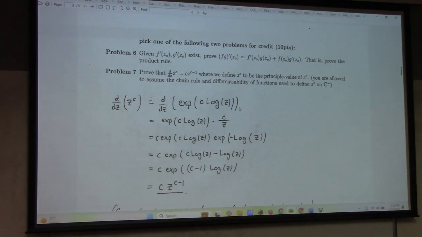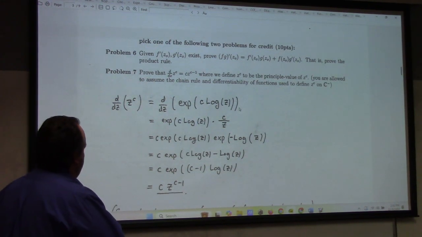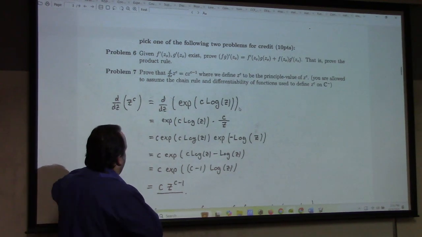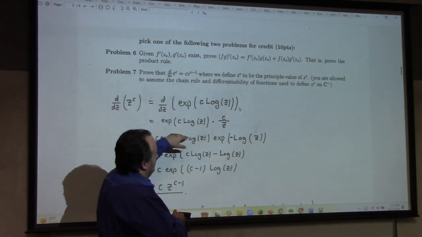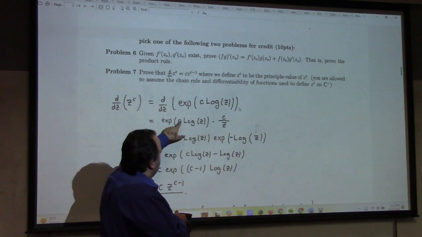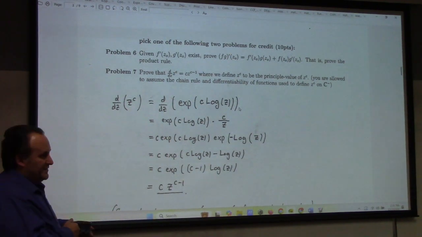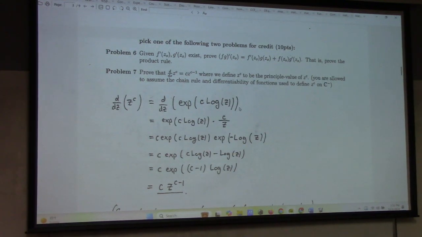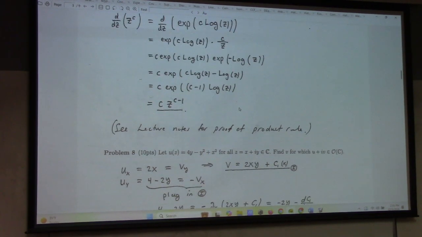I had a choose your own adventure deal here. You can either prove the product rule or you can prove the power rule. And z to the power c we define by the exponential of c times the principal logarithm, since I said the context would be the split complex plane. And it's basically just chain rule and properties. It's a straight calculation. The product rule I would think would have been the easier one. You can see the lecture notes for proof of that. We did it in class 2.